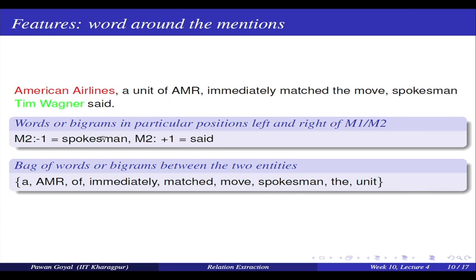You can also use the bag of words or bigrams between the two entities. That is, what are the different kinds of words that occur between the two entities here. So you will say, okay, words like AMR, immediately, matched, spokesman, unit, etc. They are all occurring between the two entities, and they all go in as your features.